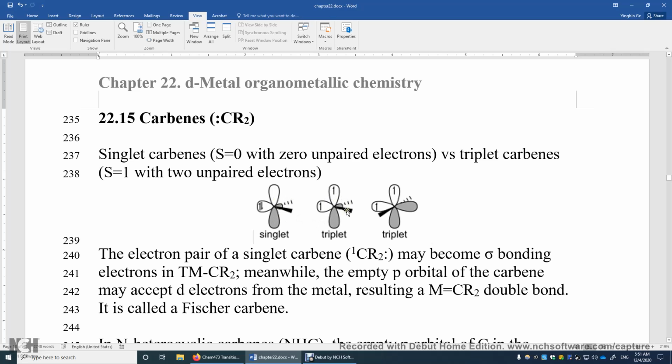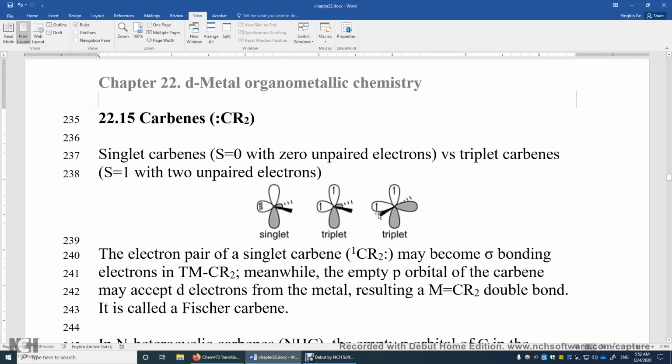This picture is similar to this picture. You just need to move 1 electron to here and flip its spin. Now we have 2 alpha electrons in this triplet structure. Again, sp2 hybridization, but only 1 electron occupies this sp2 hybrid orbital. Another electron occupies the p orbital that's perpendicular to the sp2. This is a different triplet structure.